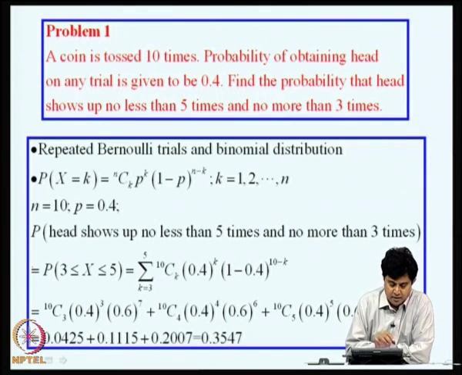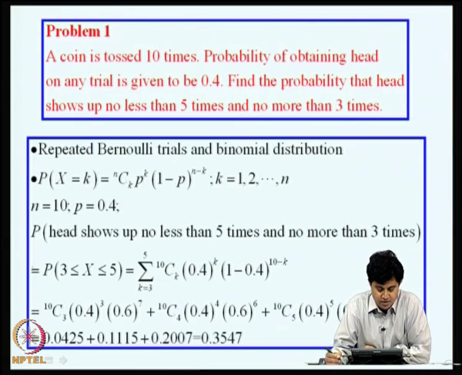So first problem: a coin is tossed 10 times. The probability of obtaining head on any given trial is 0.4. Now find the probability that head shows up no less than 5 times and no more than 3 times.